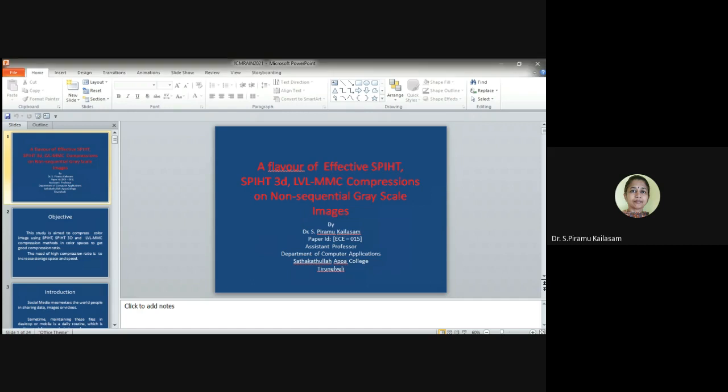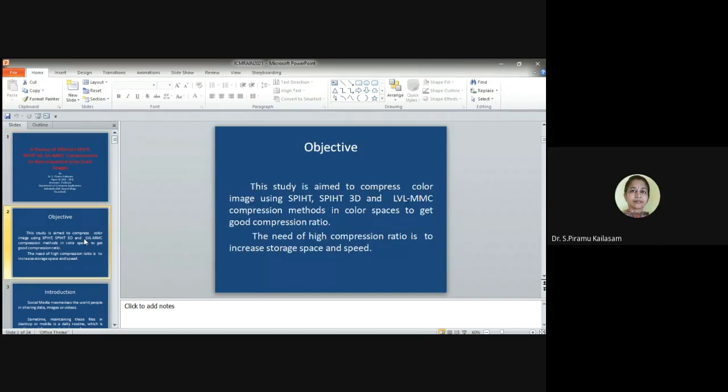Myself is Pramukh Kailasam, working as assistant professor in the Department of Computer Applications at Kaptula College, Tirunelveli. My paper is on the effectiveness of SPIHT, 3D-SPIHT, and LVL-MMC compressions on non-sequential grayscale images. The objective of this paper is to compress color images using these three techniques, SPIHT, 3D-SPIHT and LVL-MMC compression methods, in color spaces to get a good compression ratio. The need for a high compression ratio is to increase storage space and speed.